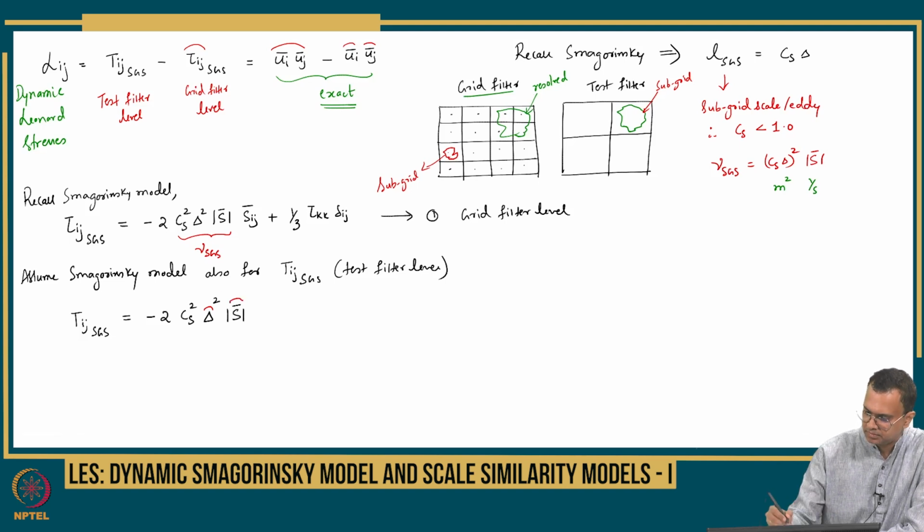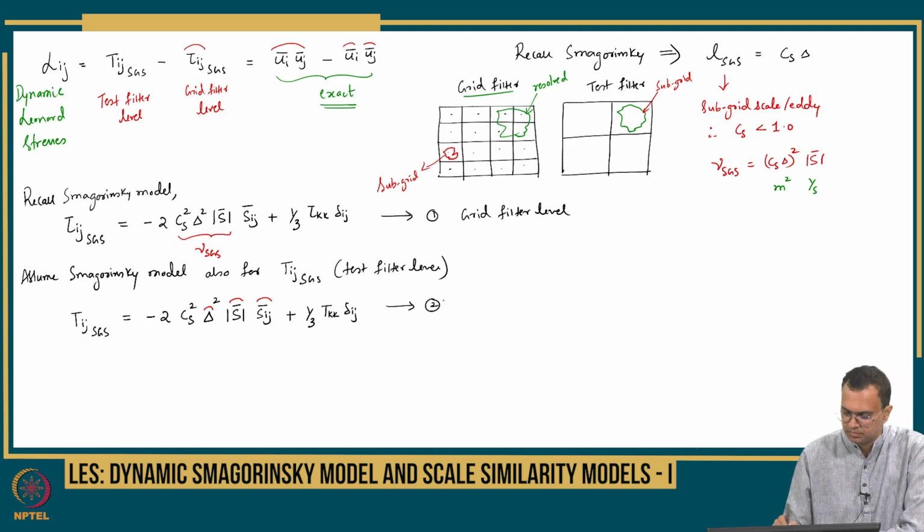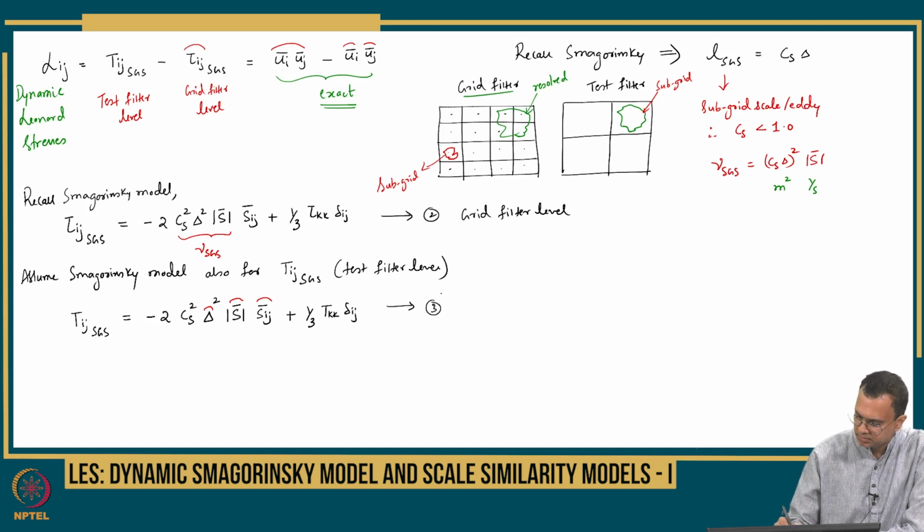followed by the test filtered inverse time scale here on the strain rates, Sij grid filtered, test filtered. Of course, the other part, which is 1/3 Tkk delta ij. Let's call it equation 2 here. Or we call it, let's say 2 and 3. That's better. This is 2 and this is 3. Call this 1.